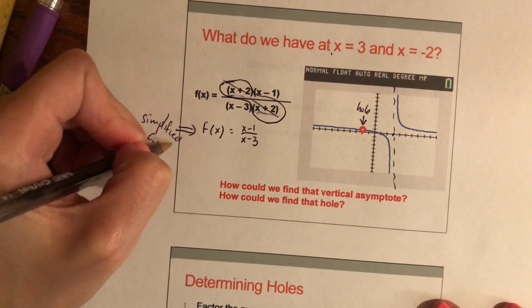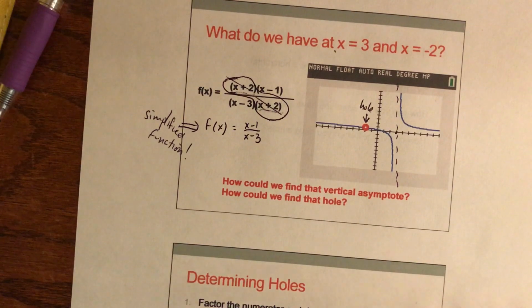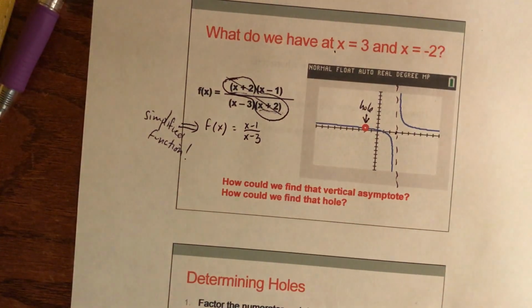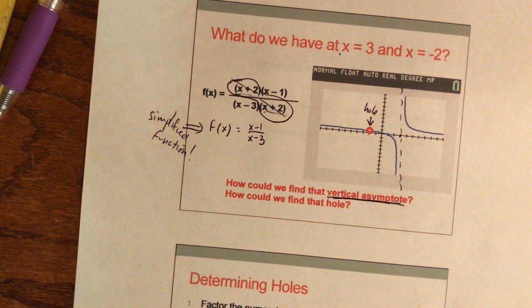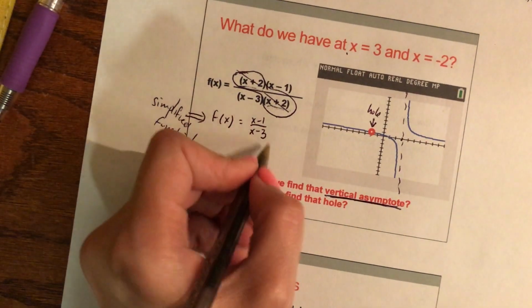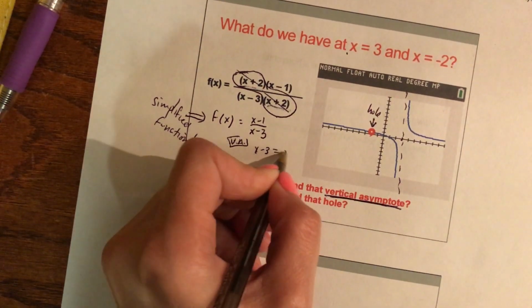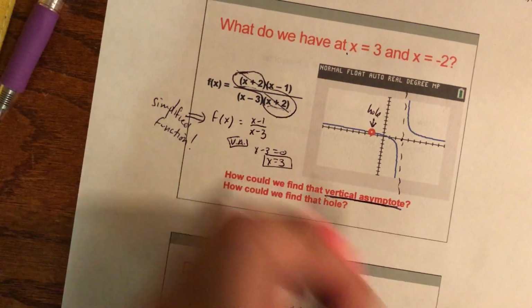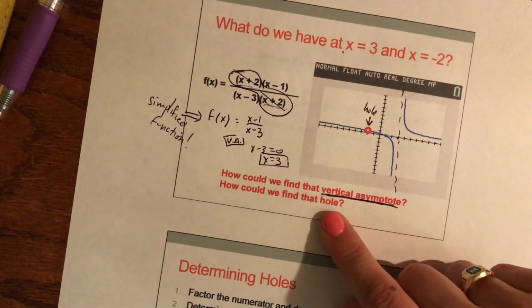Totally simplified, which is great. We like simplified functions. We want to use our simplified function always to find vertical asymptotes. Okay? And that's why we take our x minus 3 in our denominator, set it equal to 0, and bam, we've got our vertical asymptote at x equals 3. That's what we thought. But what about our hole?